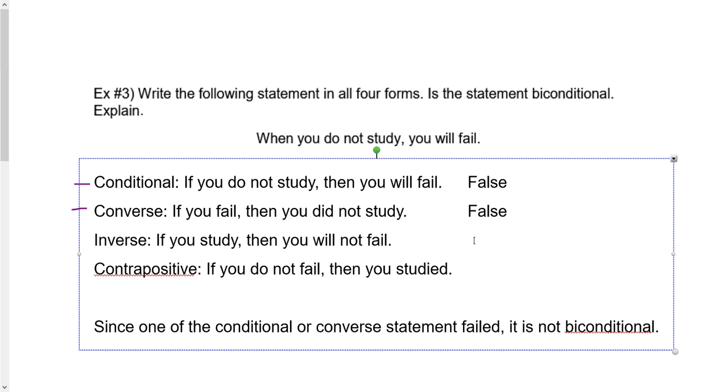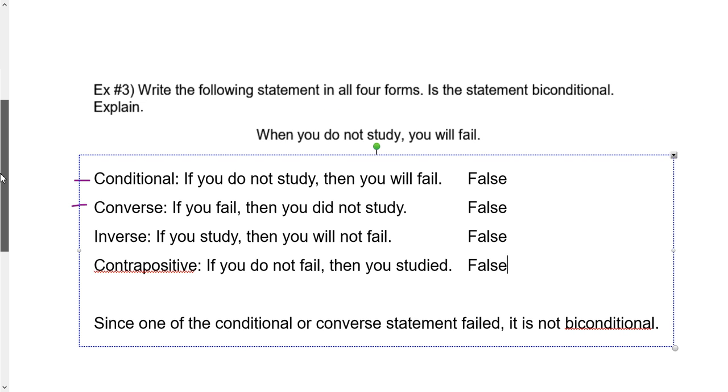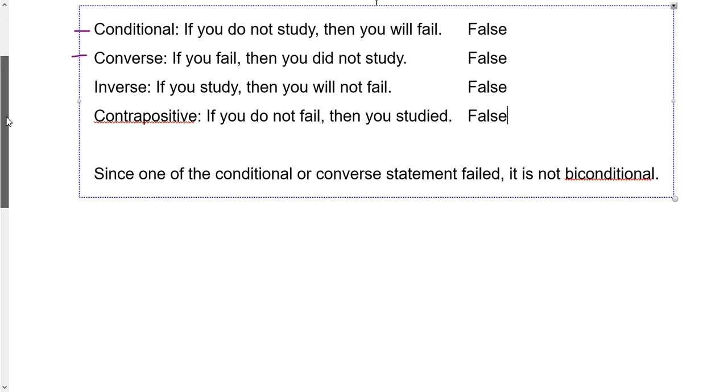And just for fun, finish off. If you study, then you will not fail. Well, you're just going to reduce your likelihood of failing, but still, it's possible. And if you do not fail, then you studied. Again, that goes straight back to that conditional statement. It's potentially false. Alrighty. So this is just that idea that if a statement already has a negative in it, you have to change its sign. That means that you can go have some fun.